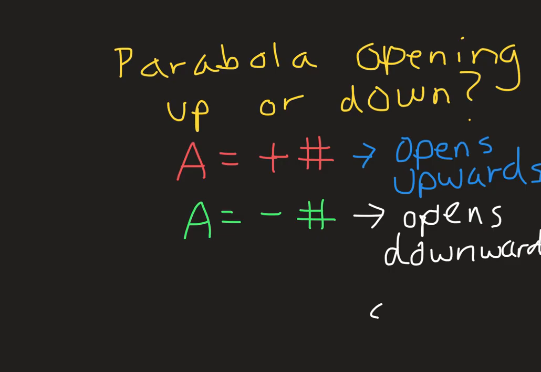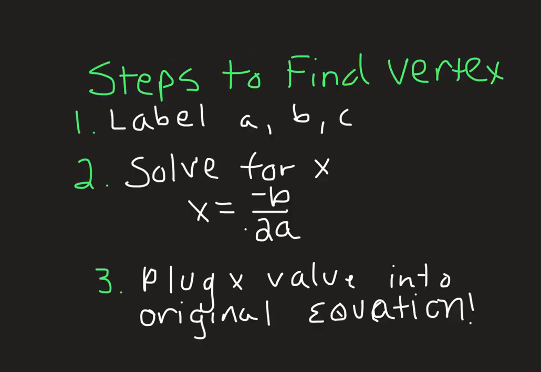When A is positive, the parabola opens upwards, so the vertex is the lowest point on the parabola. When A is negative, it opens downwards, and the vertex is the highest point on the parabola. A can be found next to the x squared in the equation.